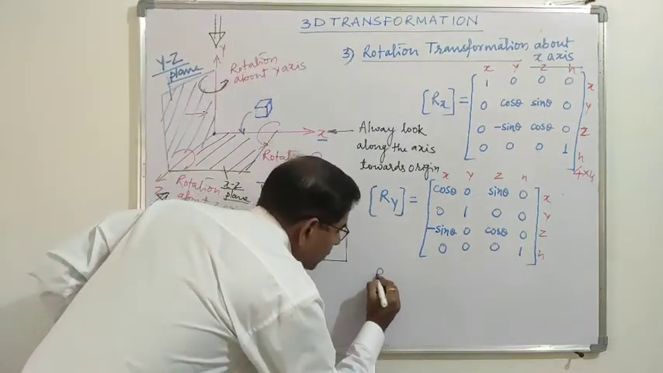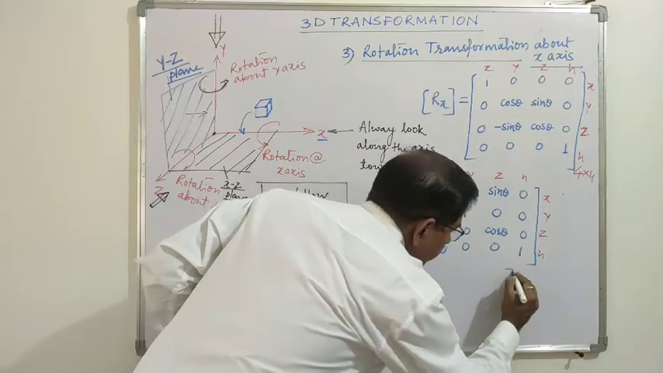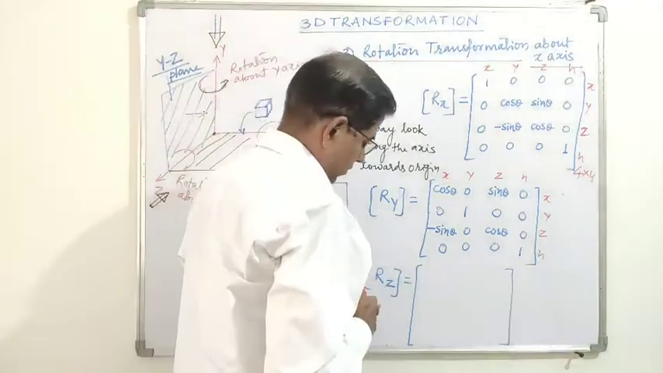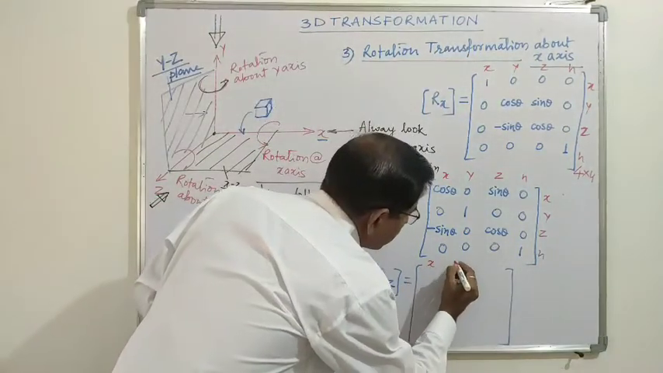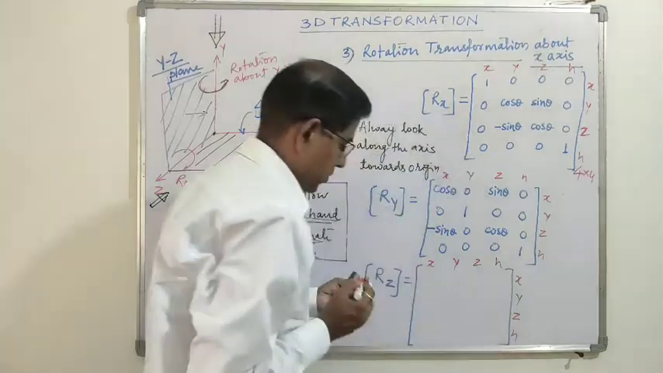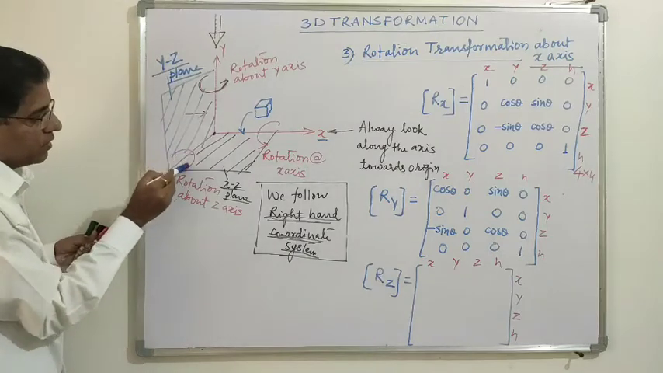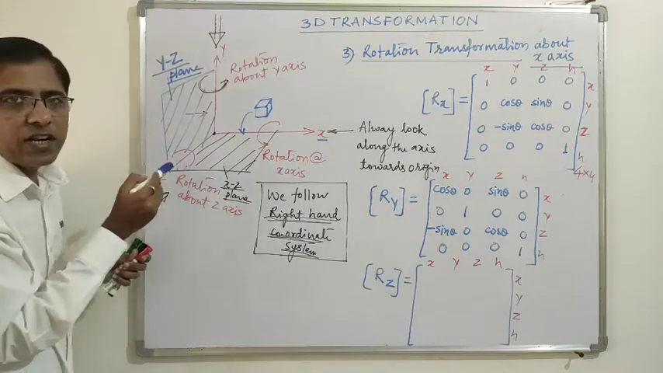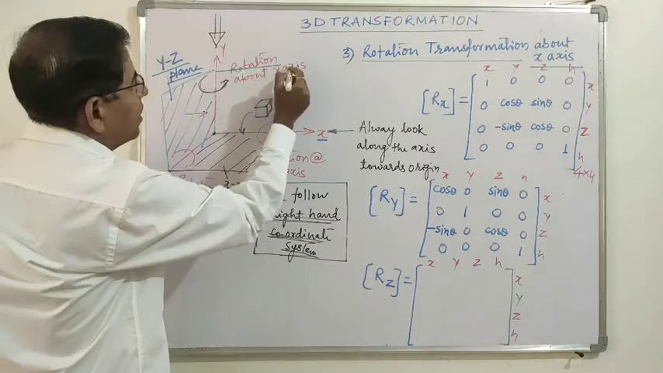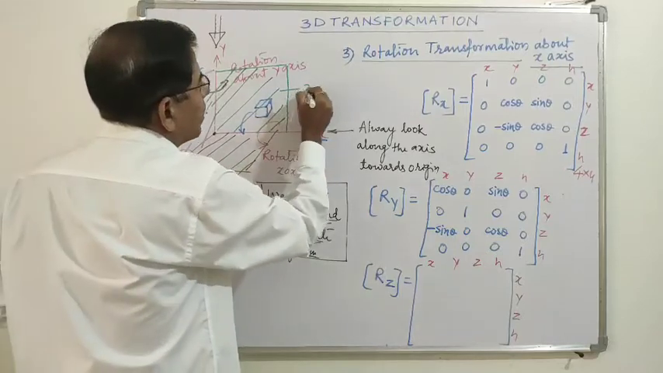Next is rotation about z-axis. Now this is z-axis, and rotation about z-axis is actually happening in the xy plane.